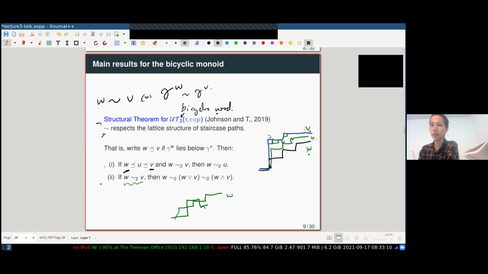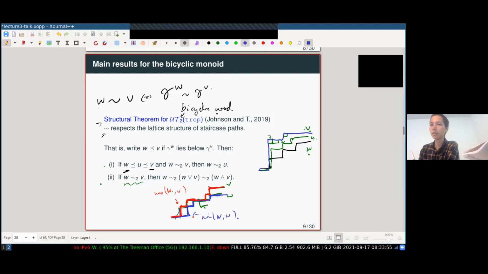They have to be staircase paths, but one might not be bigger than the other, right? So I know that they belong to the same equivalence class. Then, in this class, I can take the path that is lower bounded by them both, and the upper path that is bigger than them both. This path upstairs is the max path of V and W, and this path downstairs is the min path of V and W, right?